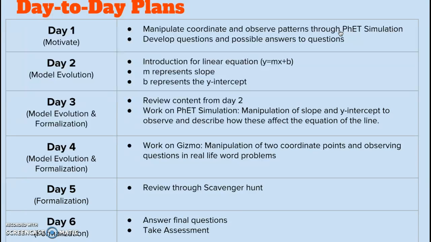Day 4, students will be working through a handout that goes along with the Explore Learning Gizmos to practice writing and graphing linear equations. As students work through this Gizmo, they will be solidifying their knowledge of coordinate points, slope, and y-intercept as they are writing and graphing linear equations.